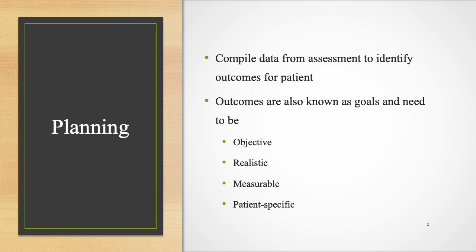Another tip is when you're writing goals, you never want to say that something is going to be normal. For example, if you have a patient that comes in and their heart rate's in the 30s, that's not realistic to say by the end of that shift, their heart rate's going to be normal. What is normal? Yes, we know that a normal heart rate is 60 to 100, but is that normal for that patient? You need to take into account your patient's baseline.